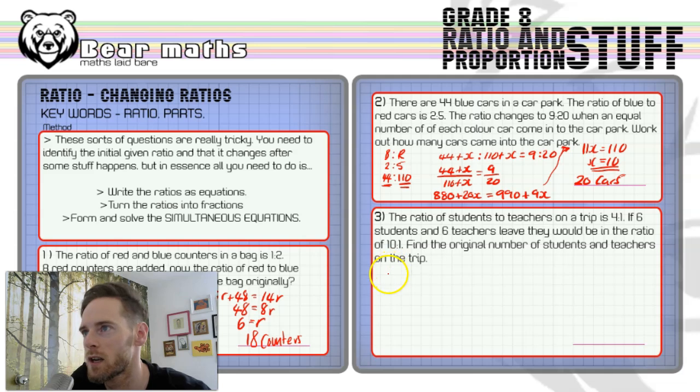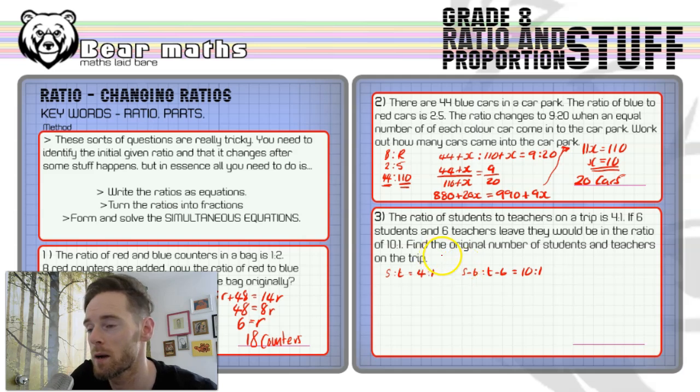It's just setting it up the same way, but thinking of things logically as we go through. So let's say that students to teachers is equal to 4 to 1. That's our initial ratio, and our changed ratio is students minus 6, so S minus 6 to T minus 6, 6 of each have left, and that would equal 10 to 1. That's hypothetical. It doesn't say it's happened, it's hypothetically happening.